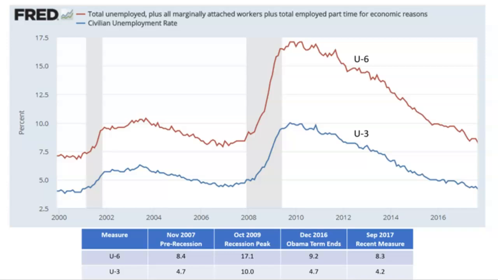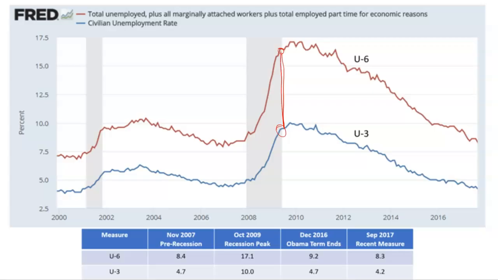Here is a graph from the Federal Reserve Bank in St. Louis, and this is comparing the U3 unemployment rate to the U6 measure of unemployment. You can see here that they actually move in a similar direction. So when U3 is going up, U6 is going up, and that gap between them stays fairly consistent. Although you can see here at the end of our recession in 2009, that gap actually jumps quite a bit.